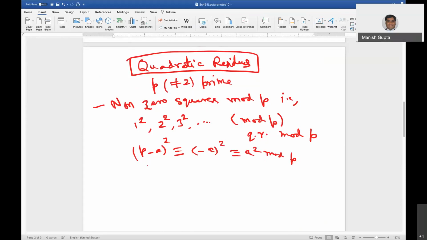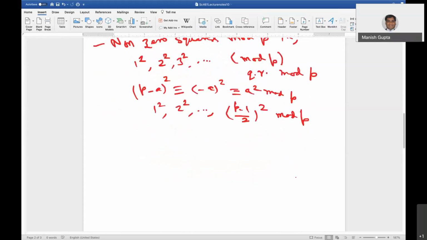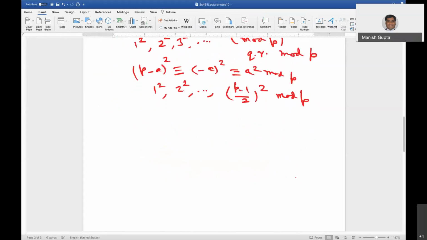Okay. So we only consider up to 1 square, 2 square, up to (P minus 1 by 2) whole square. We only go up to half because they start repeating. So let me show you an example and it will be clear to you. Let us take P equal to 5. Okay. So 1 square is 1. 2 square is 4. Now if you take 3 square, so I am taking everything modulo 5, right?